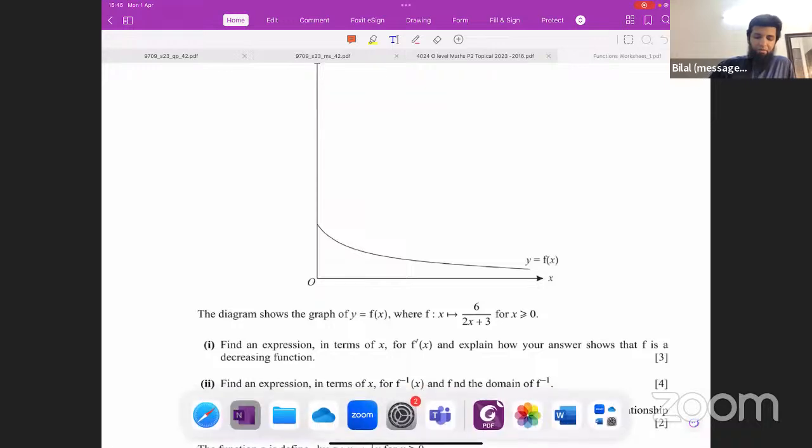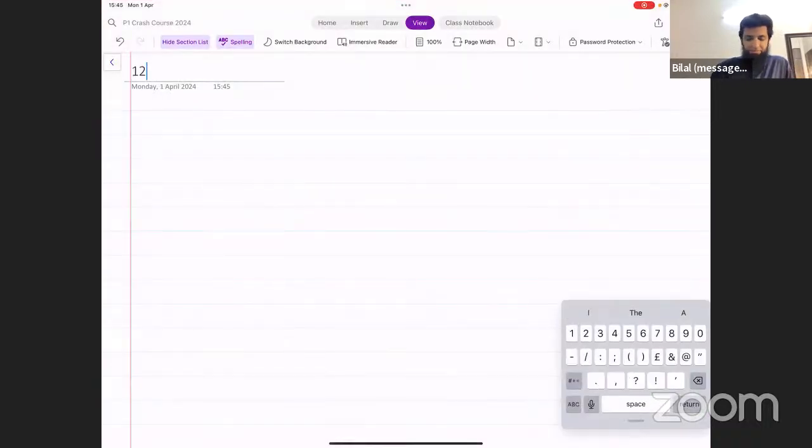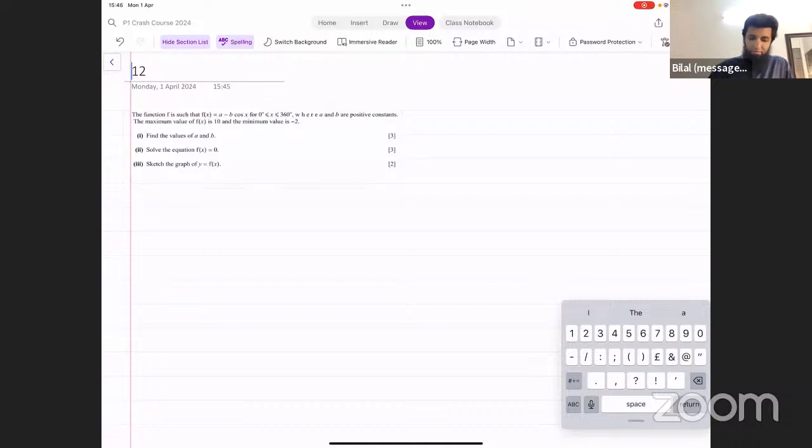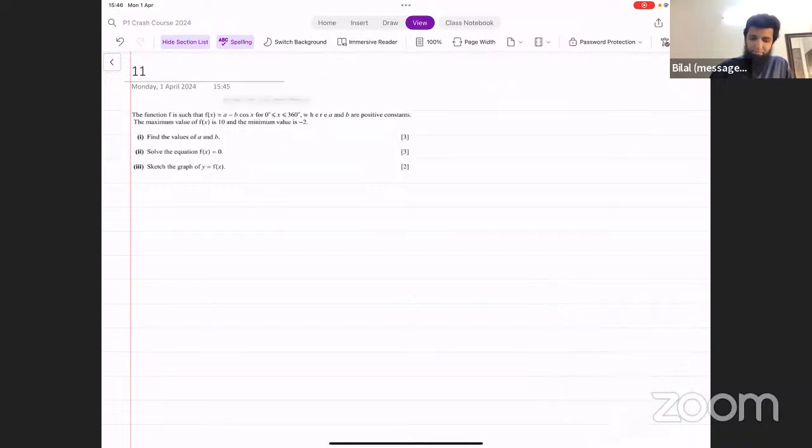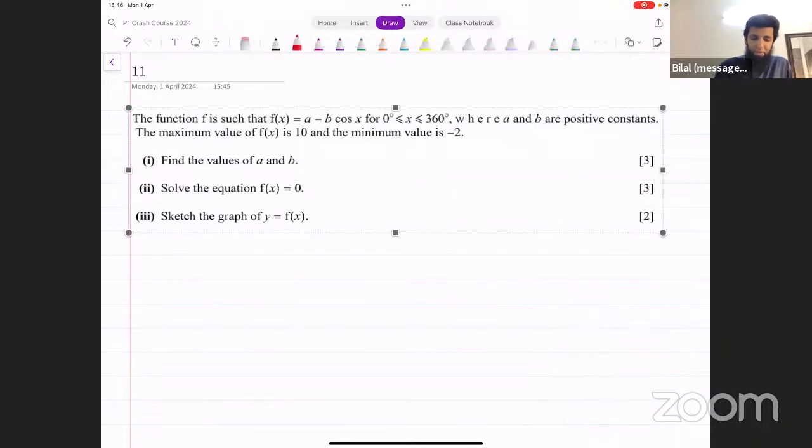Okay, question number 11 from the worksheet. Let's try this. It says the function f is such that f of x equals a minus b cos x for x between 0 and 360, where a and b are positive constants. The maximum value of f of x is 10 and the minimum value of f of x is minus 2. So we have the maximum and minimum values of f of x given. We need to find the values of a and b.